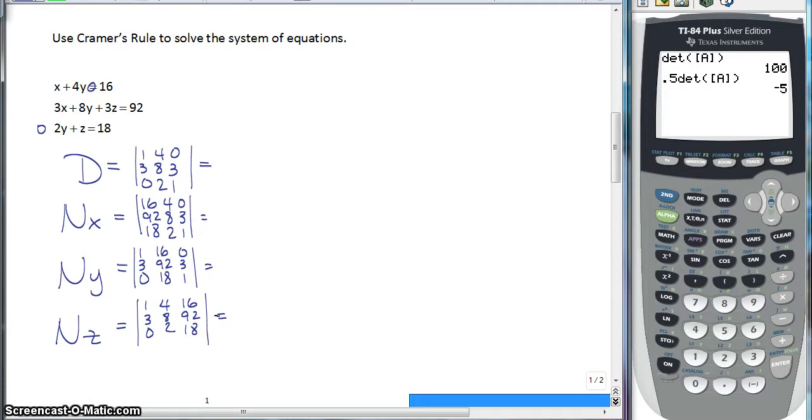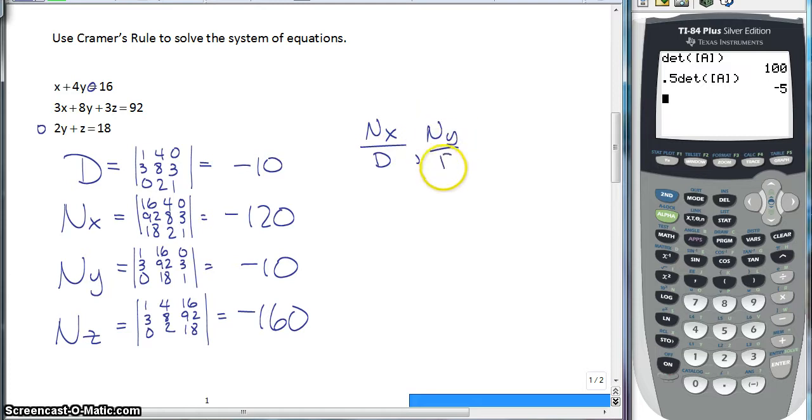And now you would just have to use your calculator over and over again to find the determinant. So that job I will leave to you. If you do it correctly, you will get a negative 10, negative 120, negative 10, and a negative 160. The calculator will do all of that for you. So your answer is going to be very similar. It's just going to be nx over d, comma ny over d, comma nz over d. And then you will end up with 12, 1, 16.